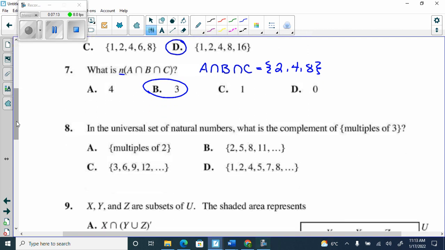So it says the universal set of natural numbers. Natural numbers start at what number? 1. You naturally start counting at 1. What does the whole number start at? It's the number with a whole plus the natural numbers, right? Integers are negatives and positives and not decimals. Okay, so what is the complement of the multiples of 3? So it'd be 1, 2, 4, 5, 7, 8. It wouldn't include those, so it'd be D.